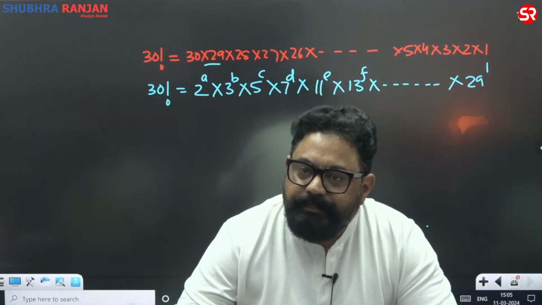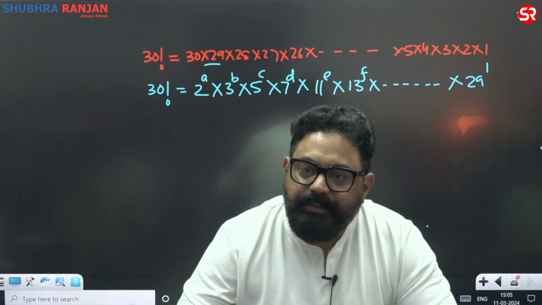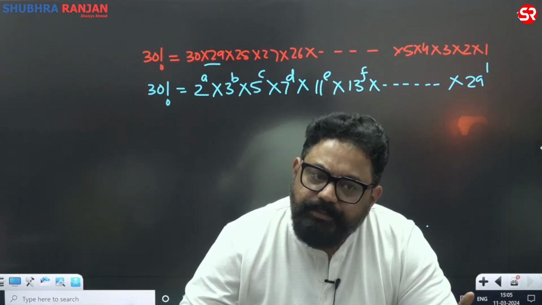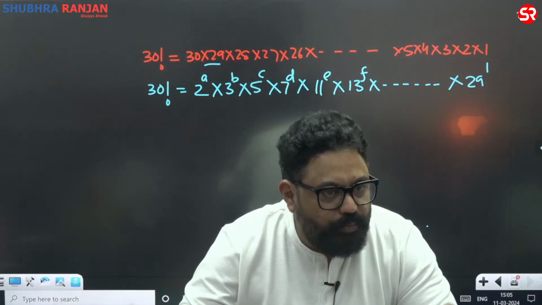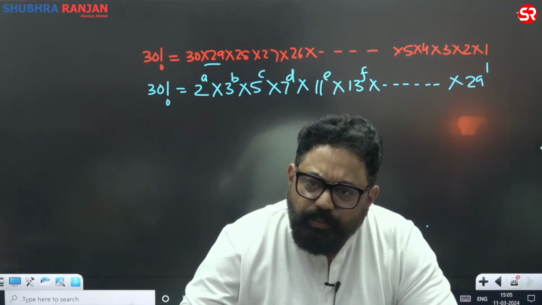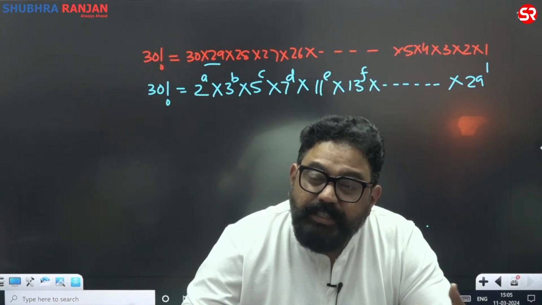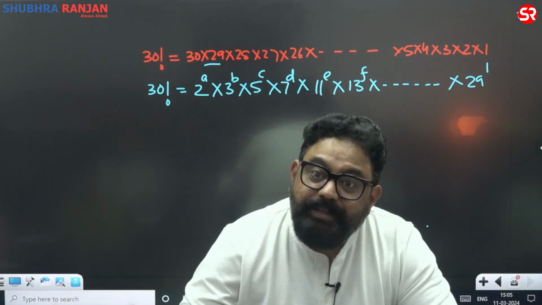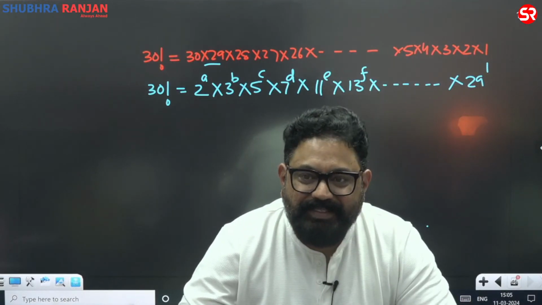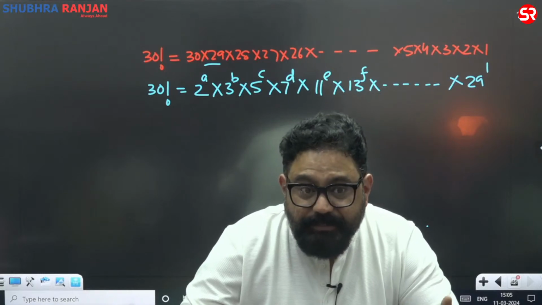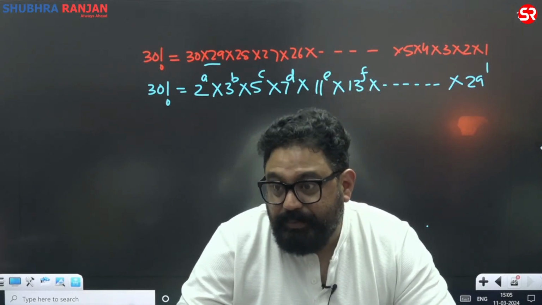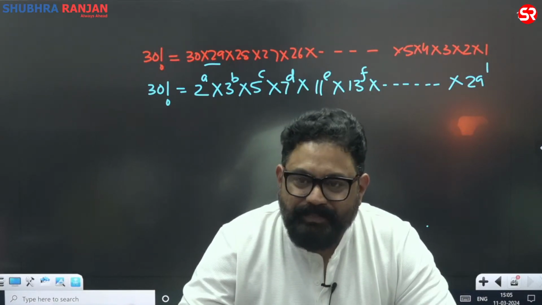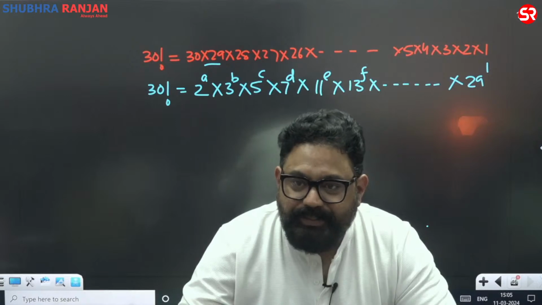From 1 to 30, how many 17s appear? Only once. 17 is a prime number. 19 also appears only once. 23 also appears once. Agreed. 29 also appears once. I say how many times does 13 appear? First in 13, then in 26. Agreed? How many times does 11 appear? 2 times. 11 and 22.